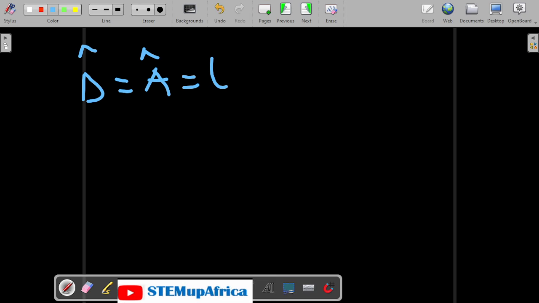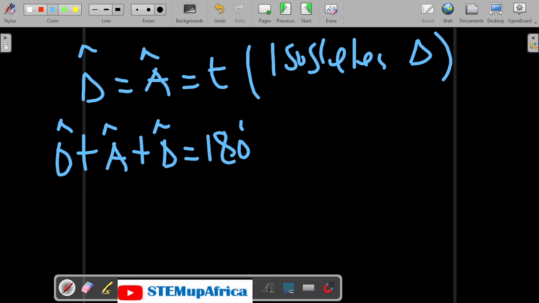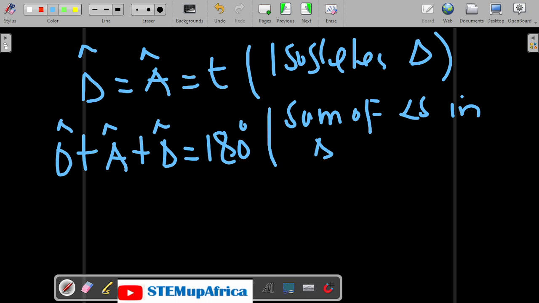Both of them are T, the reason being that the triangle is also isosceles. So that means angle O plus angle A plus angle D will now give us what? 180, which is the sum of angles in a triangle.